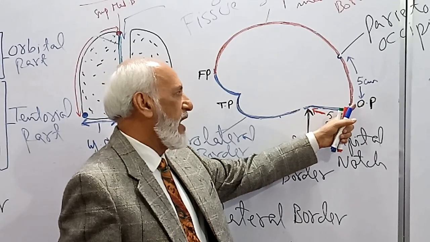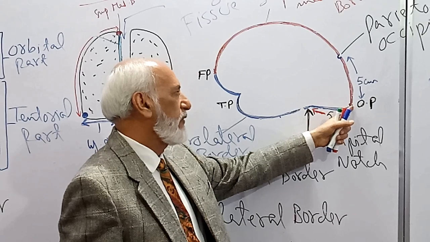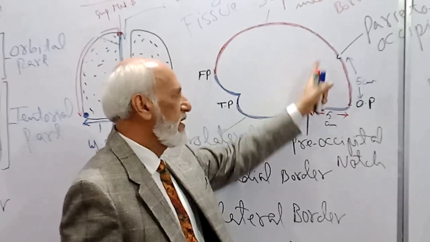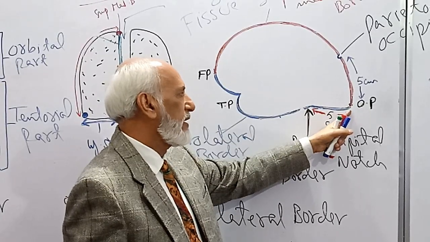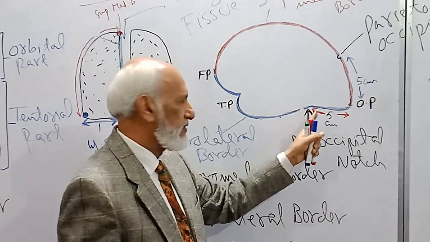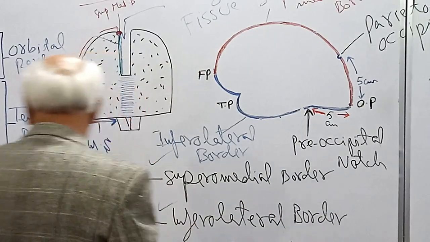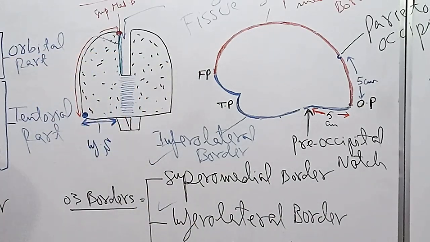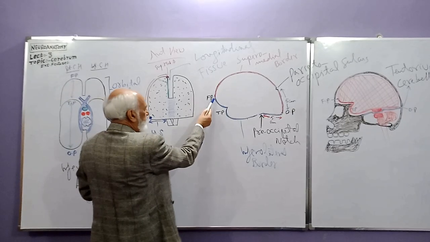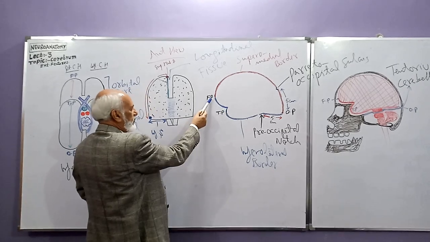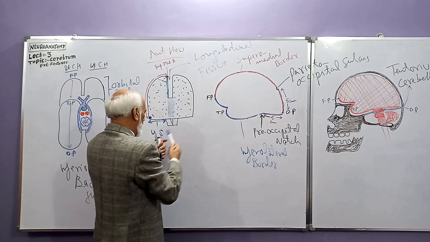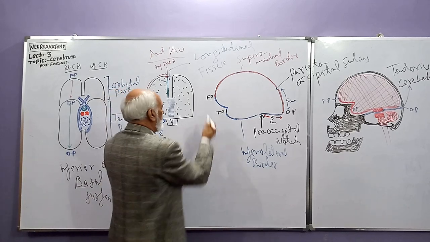So, can you see 5 cm in front of the occipital pole, the supramedial border is crossed by the parieto-occipital sulcus. Then 5 cm in front of the occipital pole, the infralateral border is marked by a small indentation, a small notch, known as the pre-occipital notch. Then another feature of this border is, this part of the infralateral border, which extends from the frontal pole to this notch, below which there is the temporal lobe, is called the superciliary border.